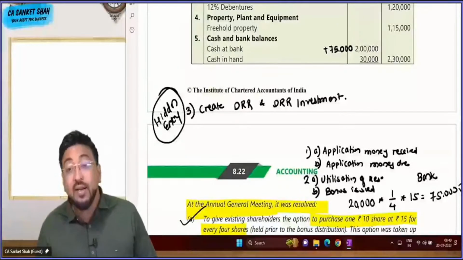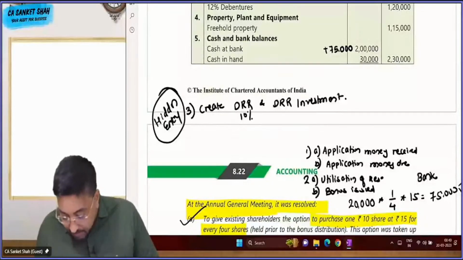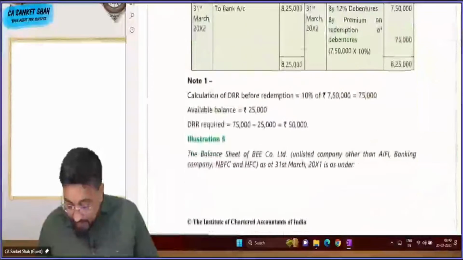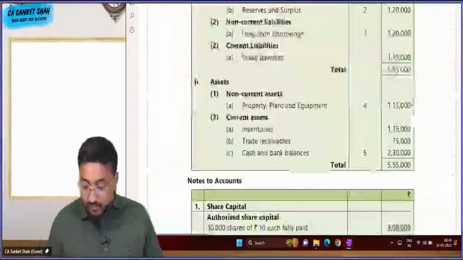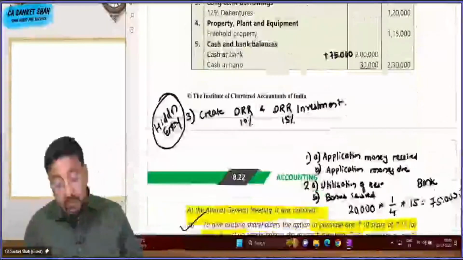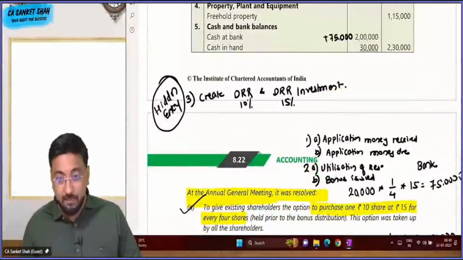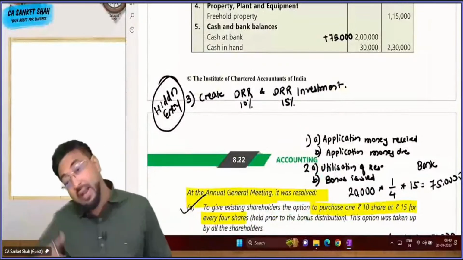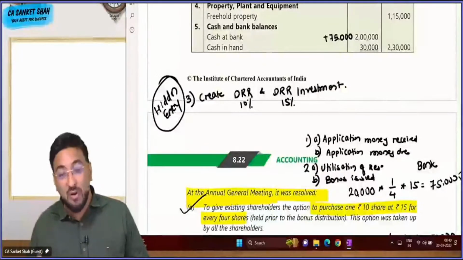It is not there in the balance sheet, na beta. So DRR is 10% and DRR investment is 15%. Why? Because it's an unlisted company. So create DRR first. Sir, it's not given in the question. So we will create it. Before redemption, create it, and then again transfer it. Sir, ICAI wants this knowledge from you.